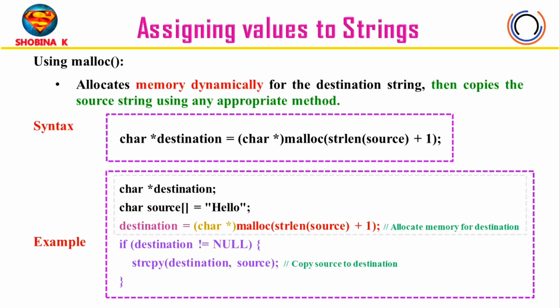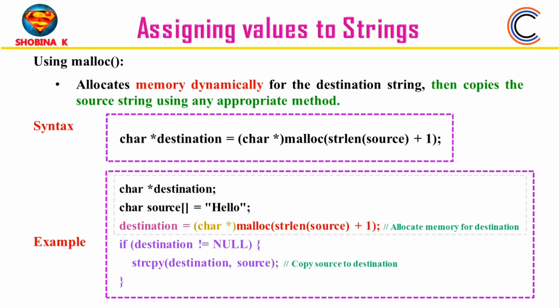Look at the syntax. char *destination, and this declares a pointer variable named destination, which will point to the memory block allocated by malloc. The asterisk indicates that the destination is a pointer to a character, meaning that it will store the address of the first character of the dynamically allocated memory. Now look at this part. malloc(strlen(source) + 1). And this part will dynamically allocate memory using malloc to hold a string. strlen(source) calculates the length of the source string, and +1 is added to allocate space for the null terminator.